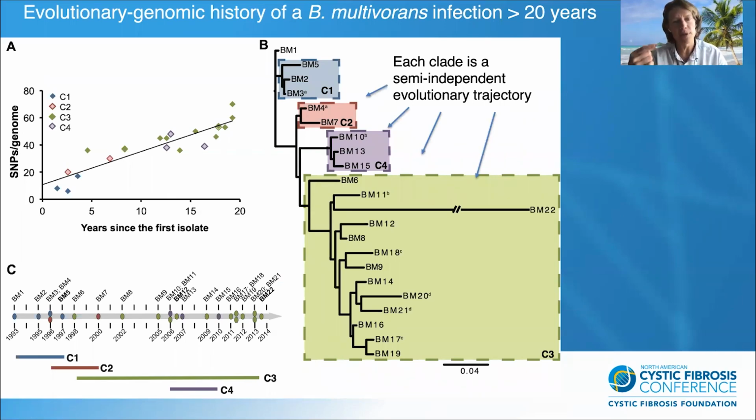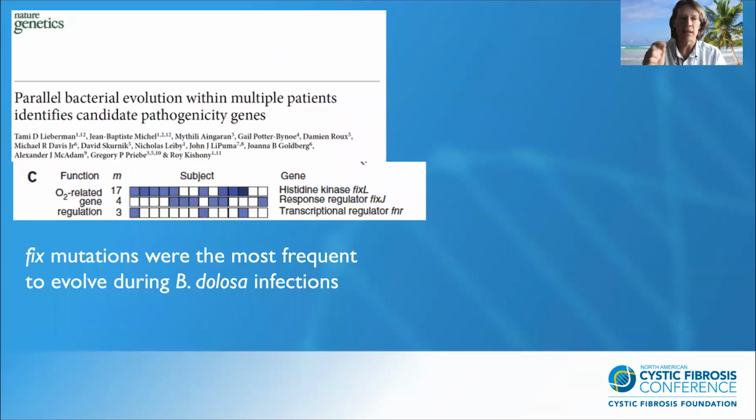So we can ask the question, do we see parallelism even within the infection? And we actually did. We found recurrent evolution of multiple mutations, including this gene set, the FIX gene, FIX L and J. And what's really remarkable about FIX L and J is that it also was one of the most commonly mutated genes in a really elegant series of studies of Burkholderia dolosa infections, another Burkholderia cepacia complex species, led by Tammy Lieberman with Greg Preby and Roy Kishoni in Boston. These were among the most frequent evolved during Burkholderia dolosa infections.